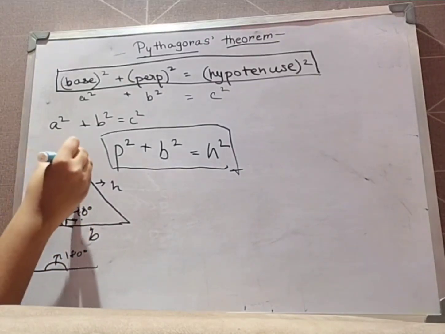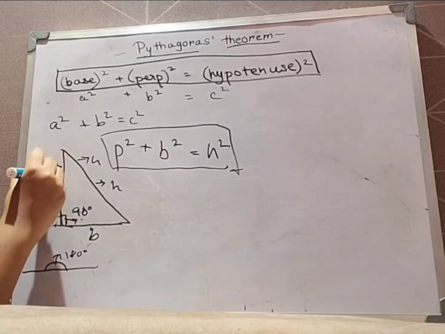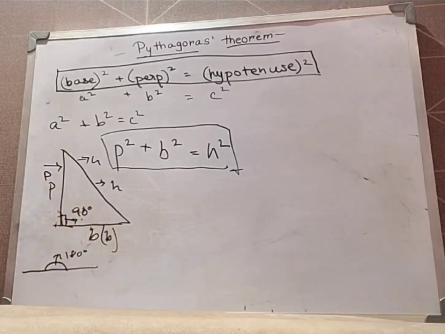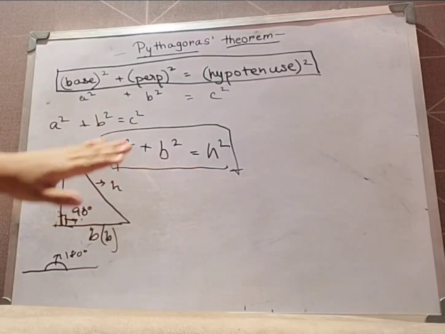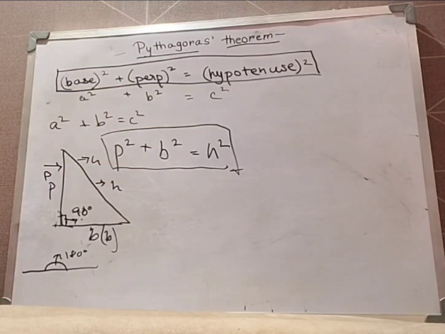So 90 degree must be present. There must be a hypotenuse, there must be a perpendicular, and there must be a base, and you have to match this law. You have to match this equation. So that's it. That's what Pythagoras theorem is about.